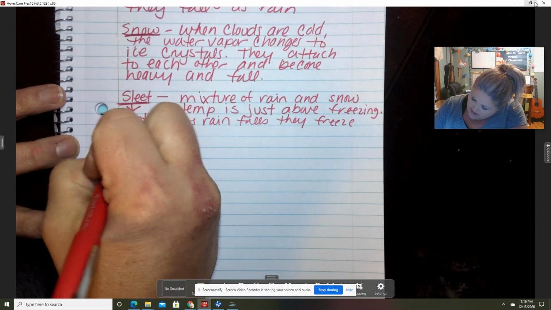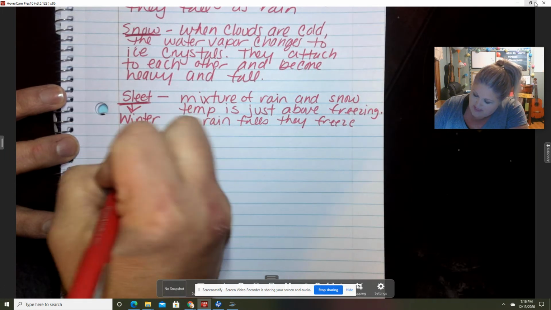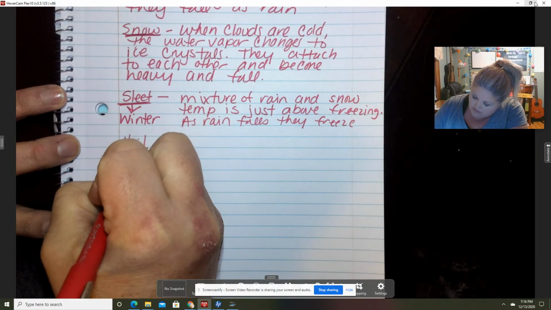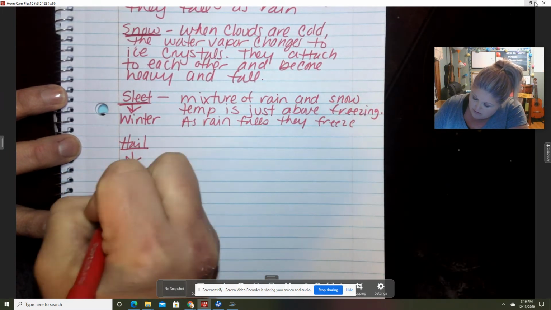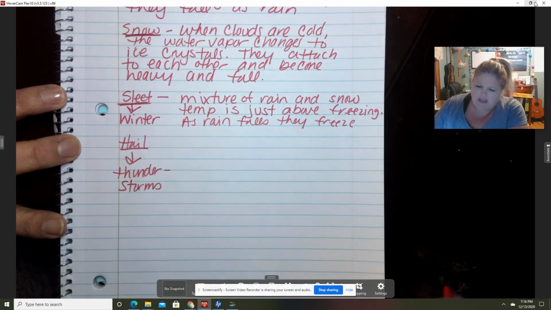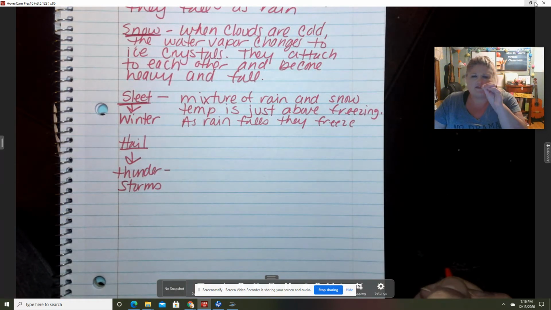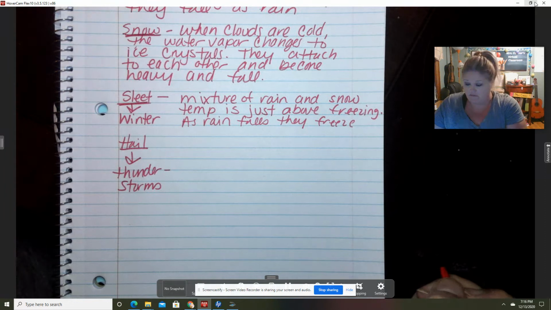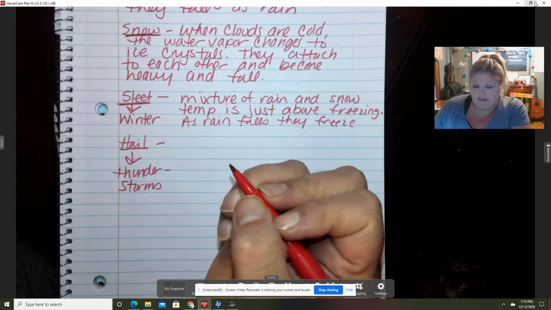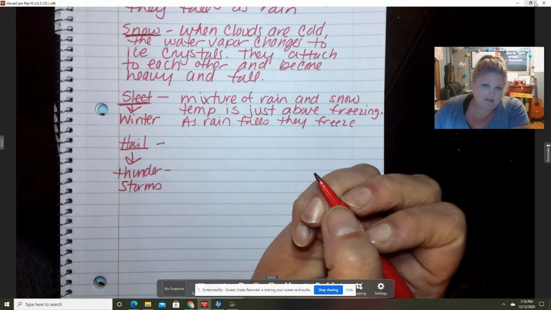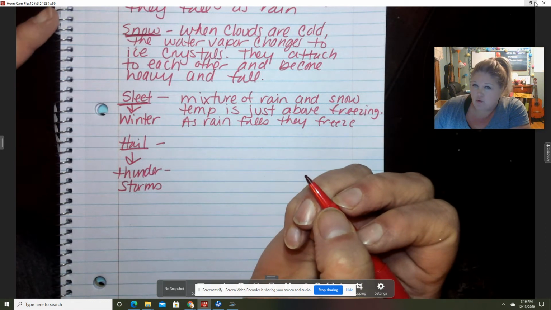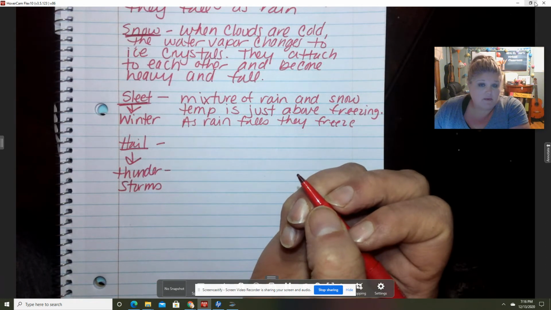Okay, and then we have hail. And hail is more in thunderstorms. So sleet is small, but hail can be super big, like golf ball sizes I have seen before. Actually, like in real life, I've seen it be pretty big. Typically, it's like a dime size or like a quarter size, but sometimes it can be pretty big.